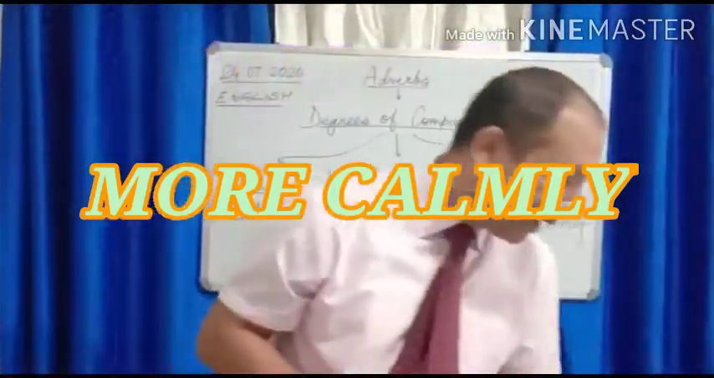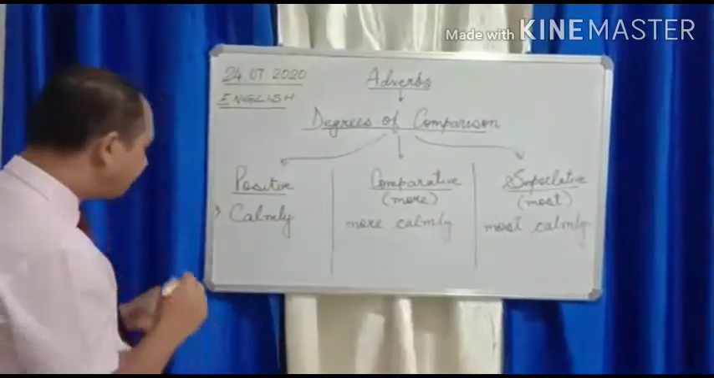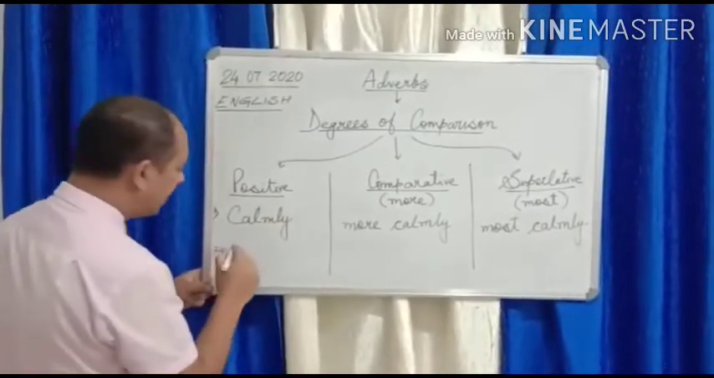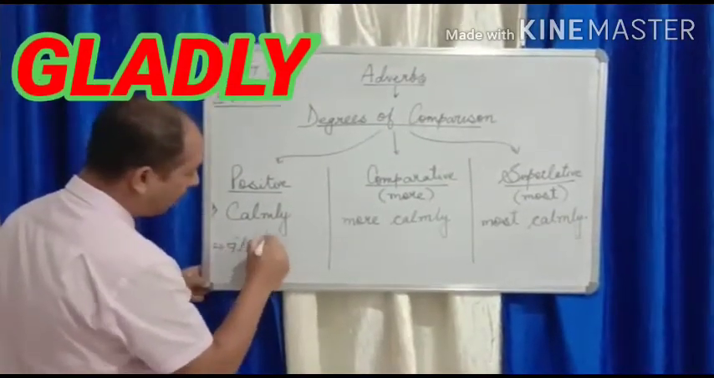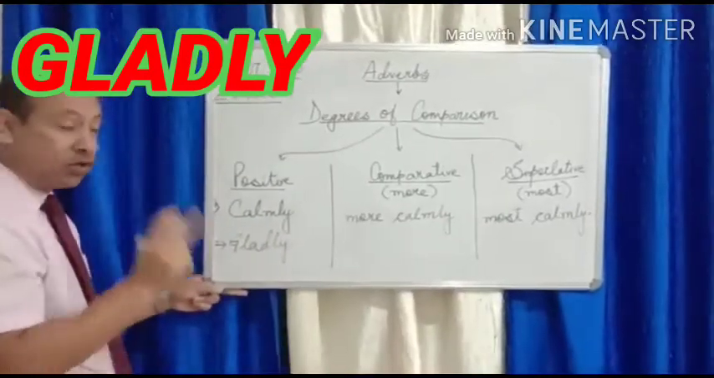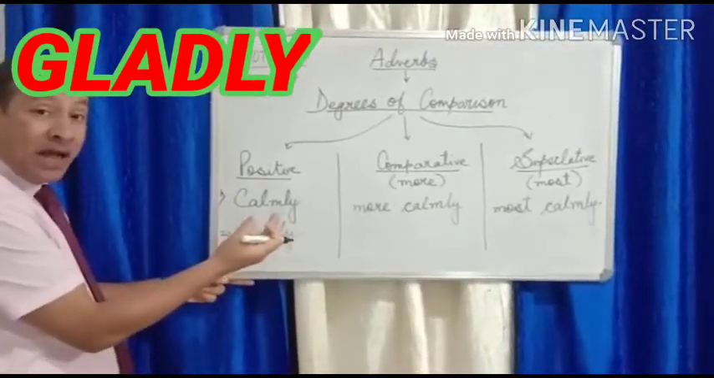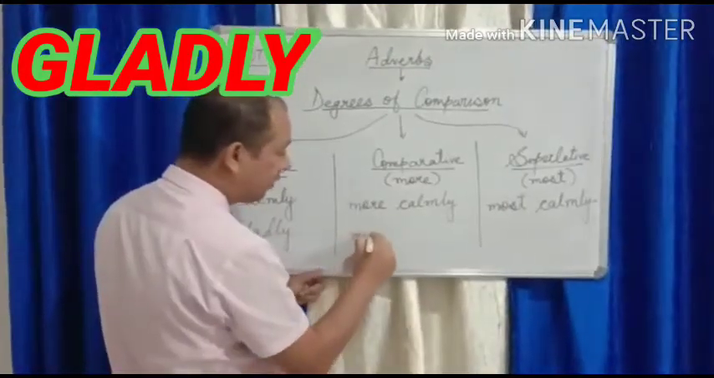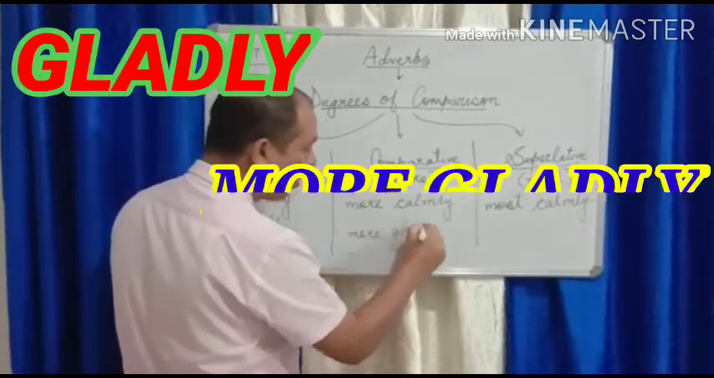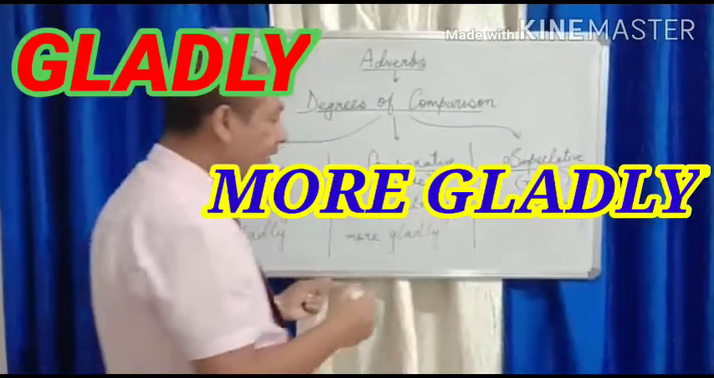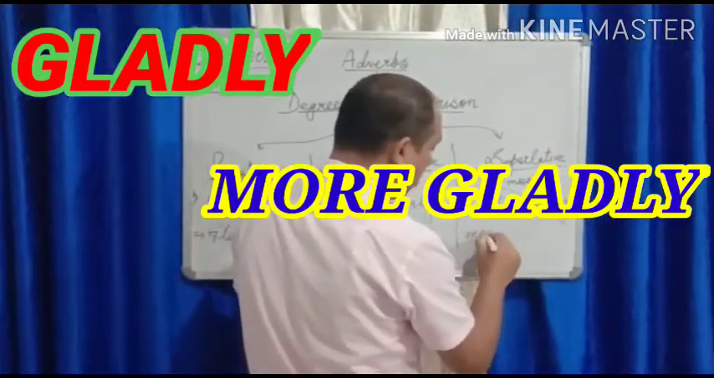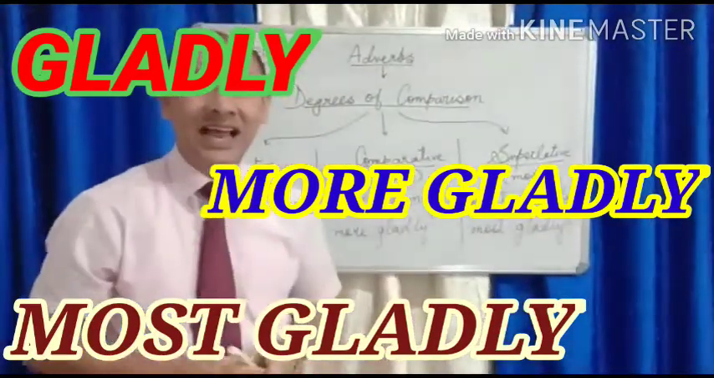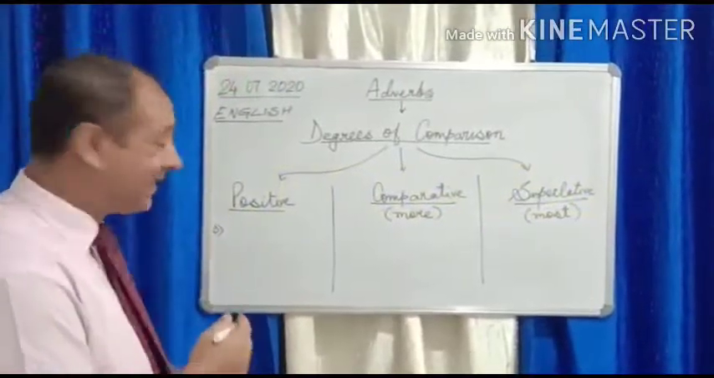Right. See the other example that I'm going to show you also. Let's say 2 syllables ending with ly, adverb. Gladly. Remember, I showed you in the previous video, words ending with ly are adverbs. Gladly, comparative form, add more in front of the adverb. More gladly, and most gladly.